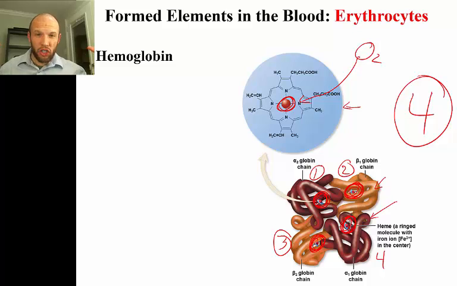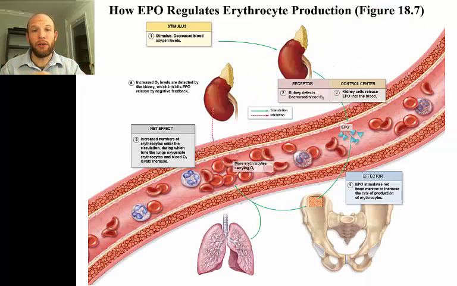Red blood cells are stuffed full of hemoglobin because it's so important. Their job is to carry oxygen, right? That's what they do. Now, how are they made? We know that they're made in red bone marrow, right? We know that they are made from that same hemocytoblast, right? That same stem cell. But what causes them to be made? Where do they come from?